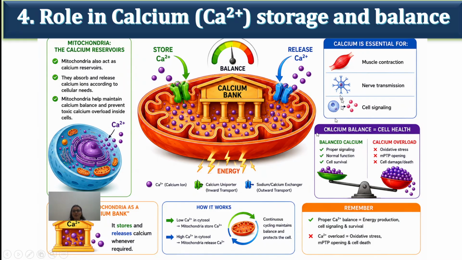So you can see here these are the calcium release protein transporters. Here you can see that the calcium is stored inside, and it is released through this. It also releases the calcium from the mitochondria into the cytoplasm. So why is calcium so important? It is essential for muscle contraction, nerve transmission and cellular signaling.